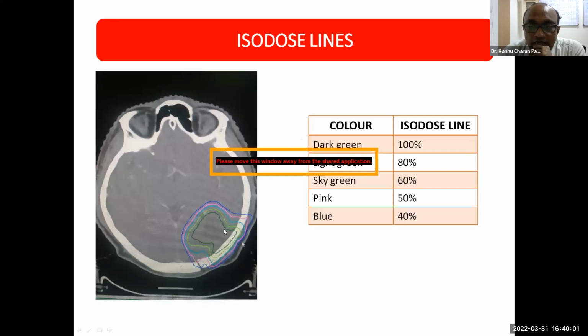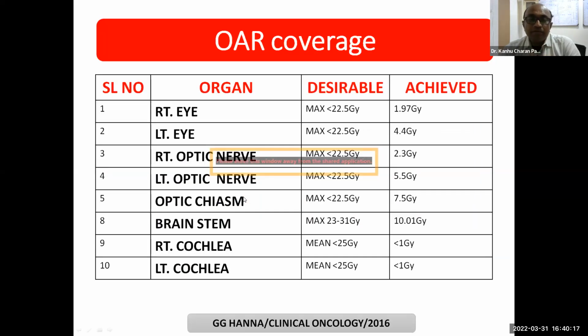This is the gray, dark green is the 100%, then light green is the 80%, sky green is the 60%, pink is the 50%, and blue is the 40%. So in this stereotactic technique, we have to see the difference between all the isodose lines. From that, we have to see the dose distribution to the various vital structures, starting from the eye, optic nerve, optic chiasm, if you are planning for a brain or head and neck, and what is your desirable and what is the achieved.